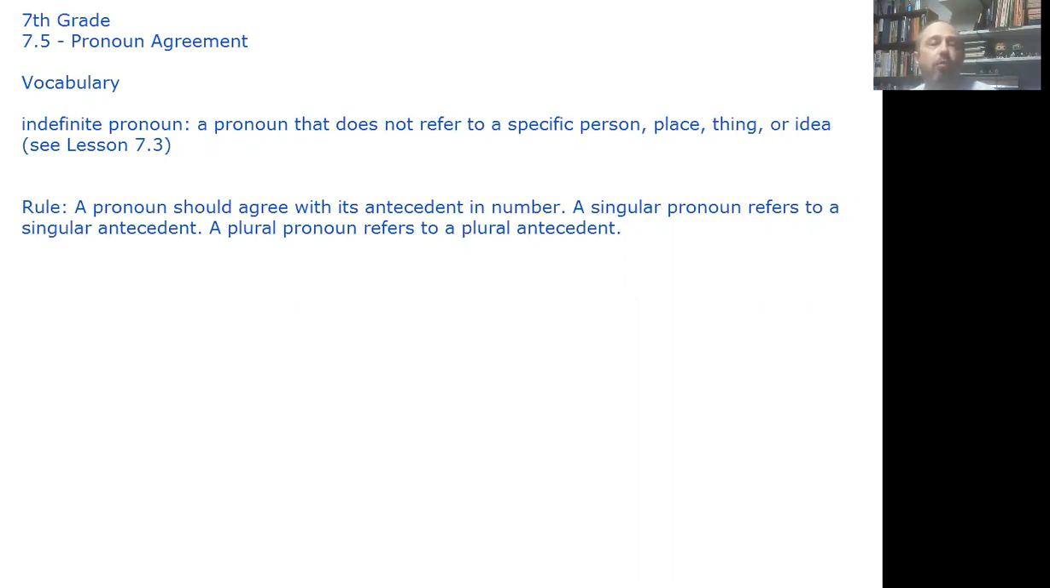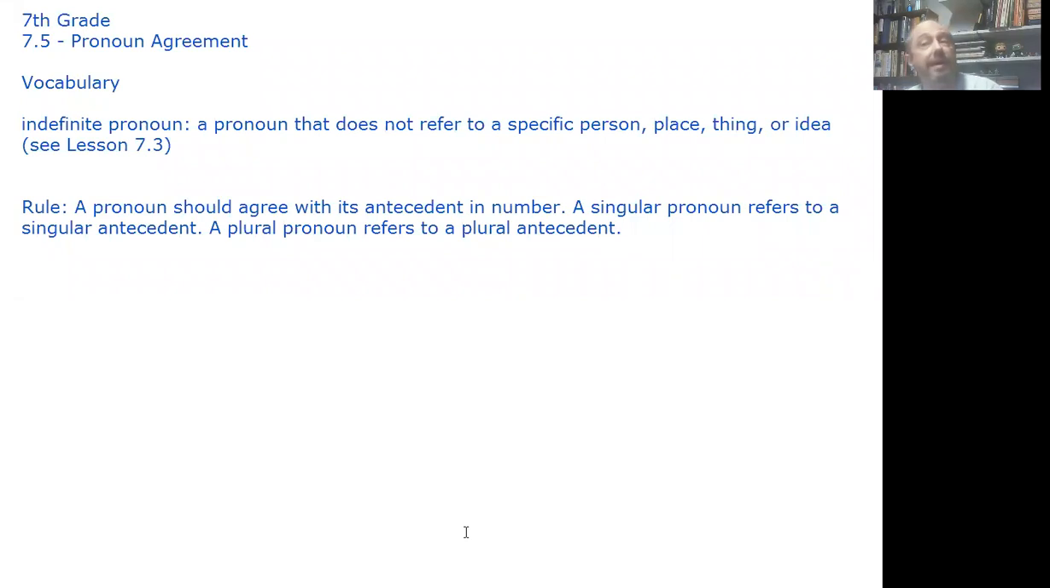While you're doing the work for this lesson, please keep in mind this important rule. A pronoun should agree with its antecedent in number. So what this means is if the antecedent is singular, I use a singular pronoun. If the antecedent is plural, I use a plural pronoun. It's pretty simple, I think.